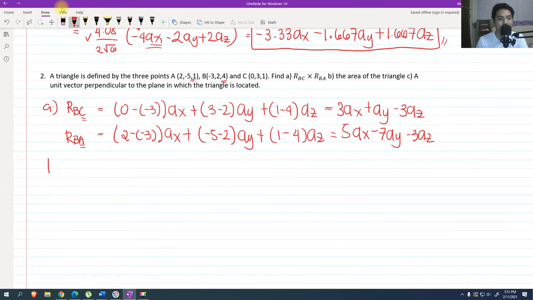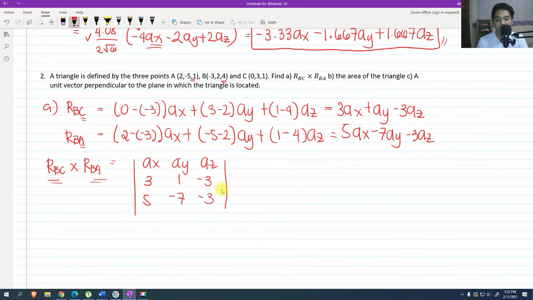So now, we are ready to get the cross product of RBC and then RBA. So, to get the cross product, what we are going to do is simply put it into some sort of matrix. So, we have AX, we have AY here, and we have AZ here. And we are going to put the coefficients for AX here in order, RBC and then RBA. Coefficients of AY here, and coefficients of AZ here. So we have 3 and 5. Of course, for RBC, we have 3 and for RBA, we have 5. Then we have 1 and negative 7. We have negative 3 and then negative 3.